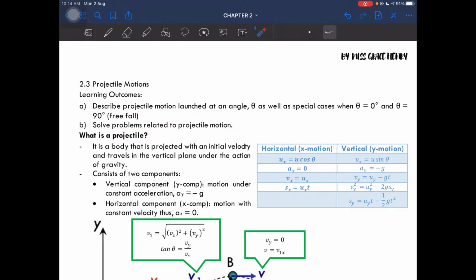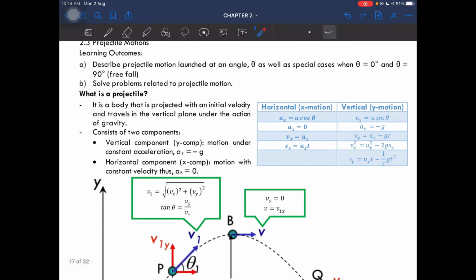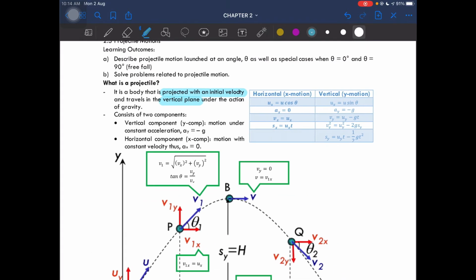So what is actually a projectile? It is a body that is being projected with an initial velocity, and it travels in the vertical plane under the action of gravity. It consists of two components, the y component as well as the x component. For the y component, the motion is only due to constant acceleration, whereas for the horizontal component, the motion is with constant velocity, hence the acceleration is equal to 0.